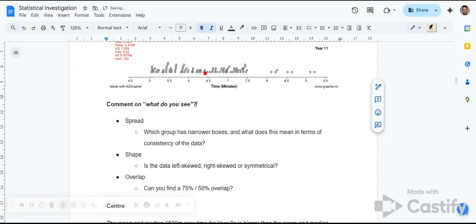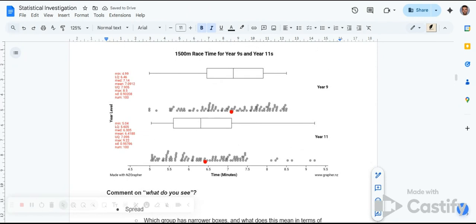Then I can also talk about spread. So there are two ways we think about spread. One is the complete range, so the lowest and the highest values of each group. But another one is the interquartile range, or the size of the boxes in our box and whisker graph. And if one group is narrower than another, we say that the data is more consistent. It's more centralized around the median.